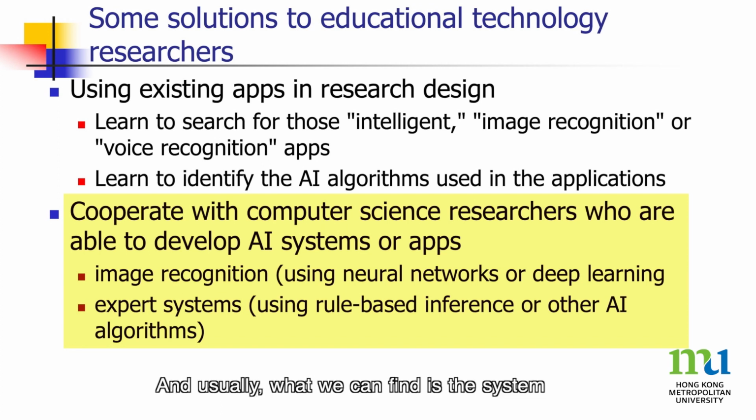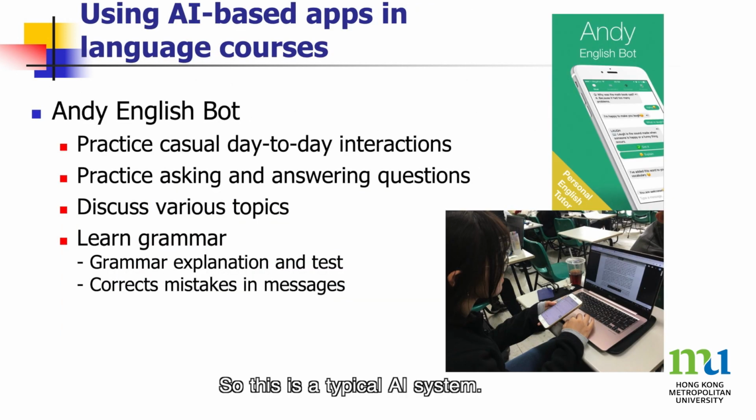And usually, what we can find is a system that has the function of image recognition or voice recognition, or systems that can make decisions or make recommendations based on the conditions they face, or solve some problems. So this is a typical AI system.